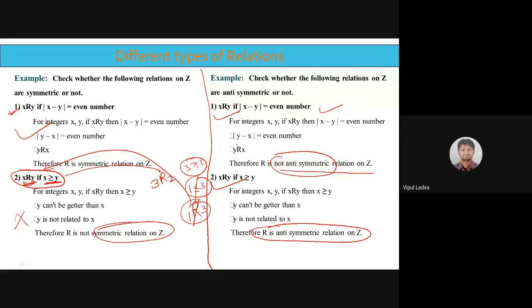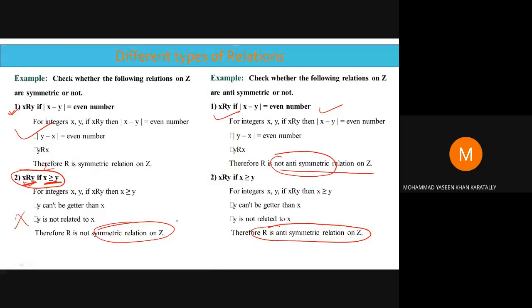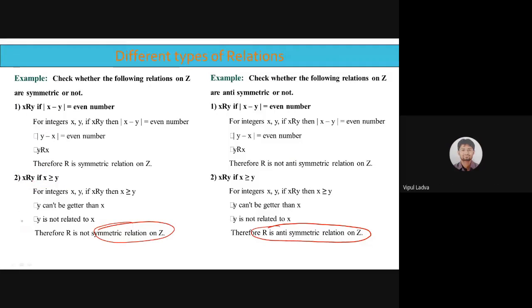Excuse me, sir. Yes, please. Sir, I have a doubt in the first example, sir. Okay. Symmetric one, sir. Sir, what if we take 7 and 4? In the first case, dear? Yes, sir. Which example? In the symmetricity or in the anti-symmetricity? Symmetric one. You are talking on this relation? Yes, sir. Let me pick my screen. Be with me.